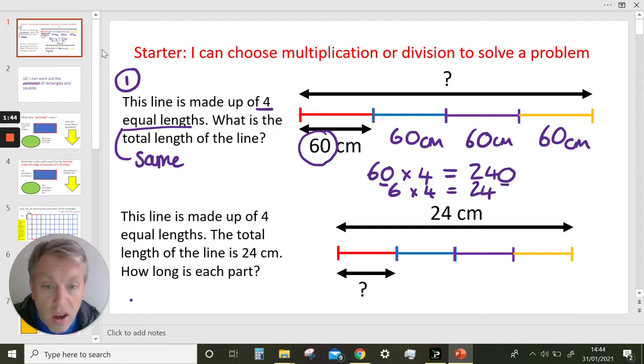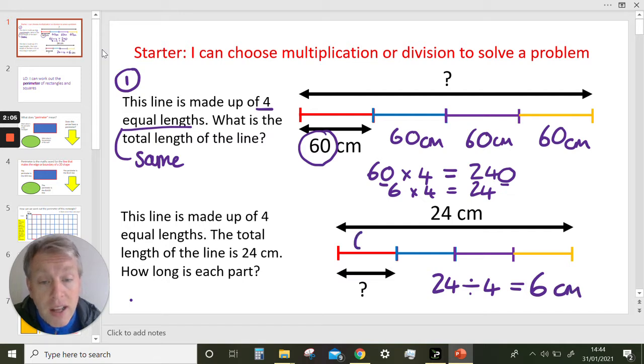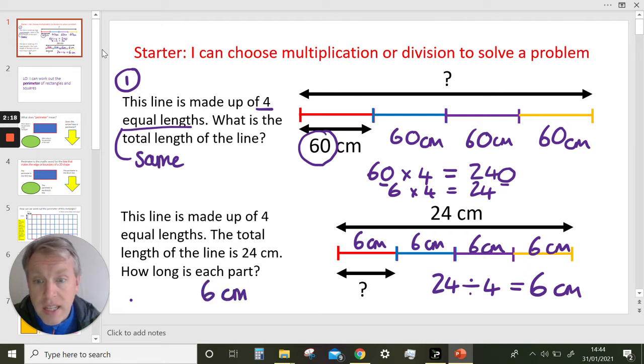Okay, this line is 24 centimetres long. It's been split into 4 equal parts. It's 24 split into 4 equal parts, 4 parts that are all the same length. 24 divided by 4 equals 6 centimetres. What does it mean? It means each part is 6 centimetres long. How long is each part? Each part is 6 centimetres long.